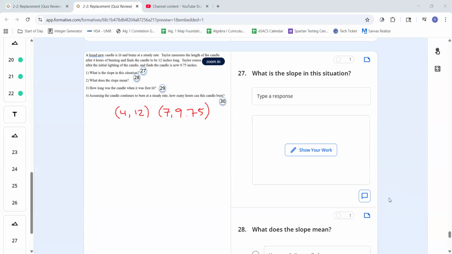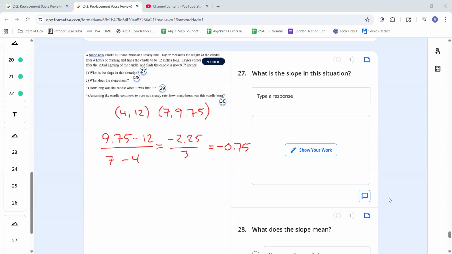Okay, what is the slope? Well, y2 minus y1 over x2 minus x1. So basically what it's saying is Taylor had 3 hours pass between the times he checked it. In that time, it went down, whatever 9.75 minus 12 is. It's negative 2.25, went down 2.25 inches over 3 hours. Well, how much did it go down per hour then? Divide by 3, it's negative 0.75.